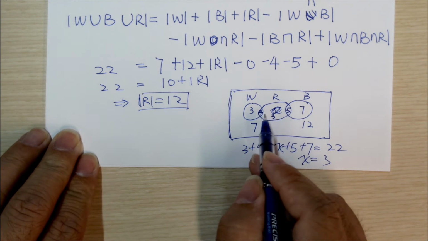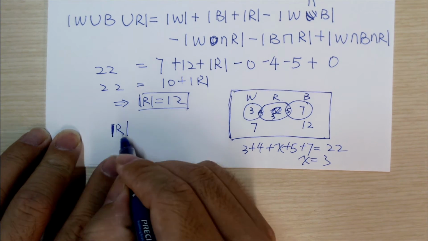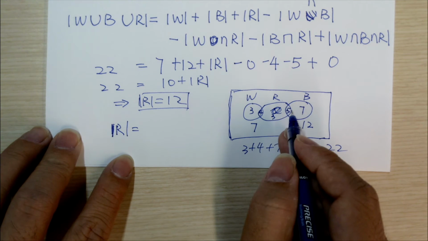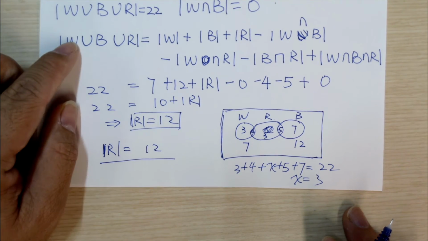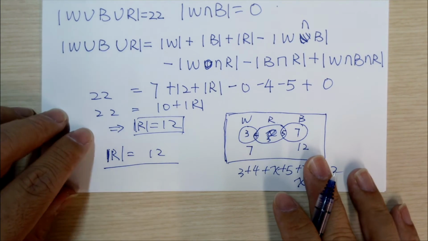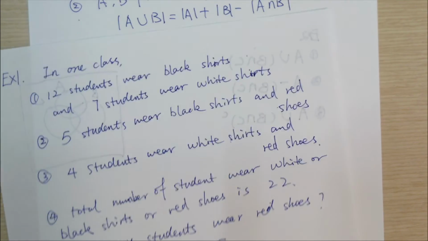So hence, if you read from here, you can also derive that the cardinality of the R is 4 plus 3 is 7 plus 5 is also 12. Okay, so two ways. One is using the inclusion-exclusion principle. The other is using the Venn diagram. Okay, so that's the first example.